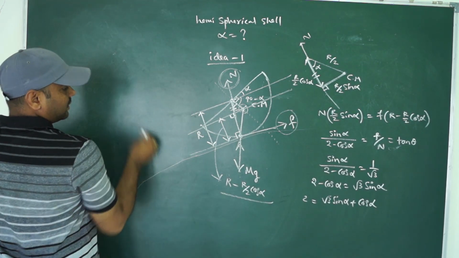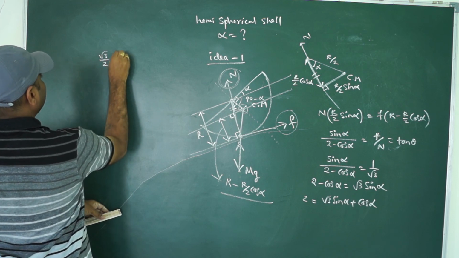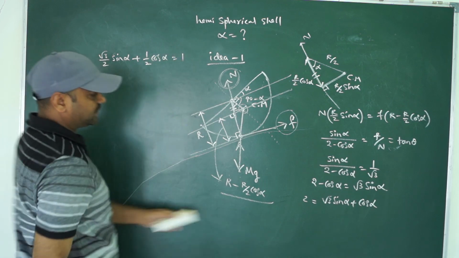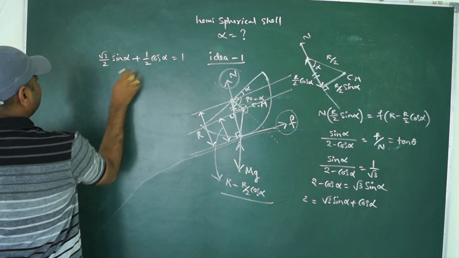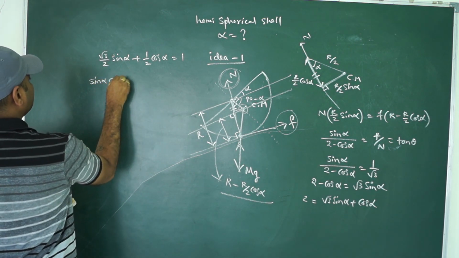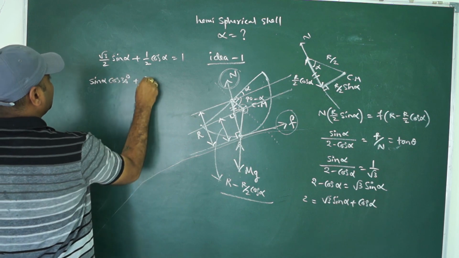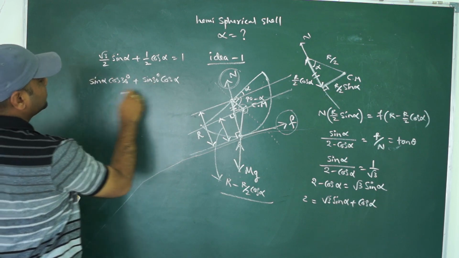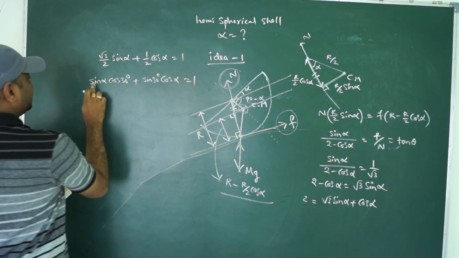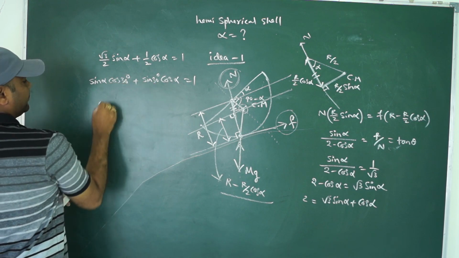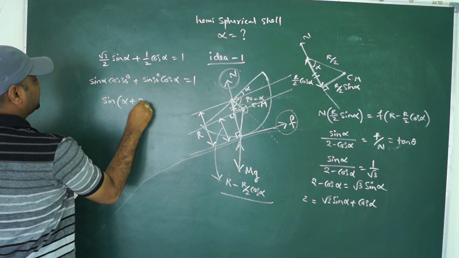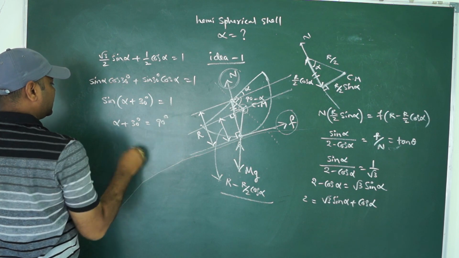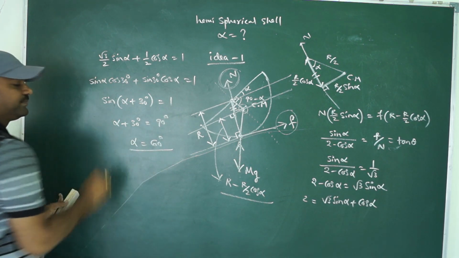So then I can write root 3 by 2 sin alpha plus 1 by 2 cos alpha is equal to 1. Divide this equation by 2. Then I can write sin alpha cos 30, root 3 by 2, plus sin 30 cos alpha, 1 by 2. I am writing 1 by 2 as sin 30 and root 3 by 2 as cos 30, is equal to 1. So then sin A cos B plus cos A sin B, then sin of alpha plus 30 is equal to 1. Then alpha plus 30 is equal to 90. Then the alpha value will be 60 degrees.